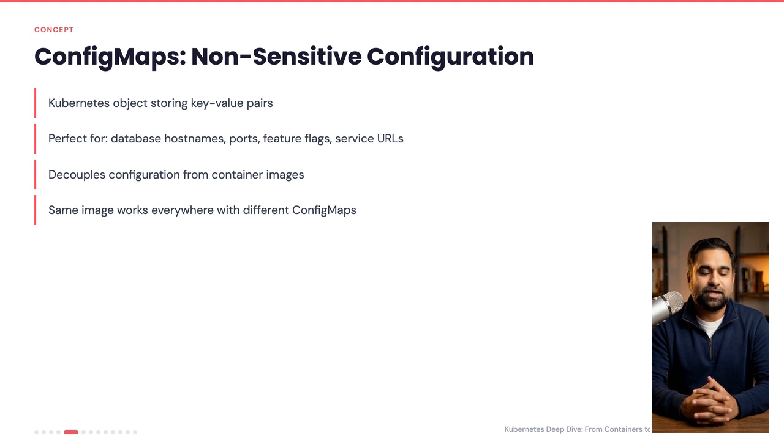By default, secrets are only base 64 encoded. They are obscured, not secured. We'll discuss how to actually protect them later in this chapter.